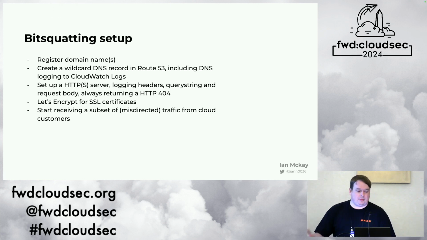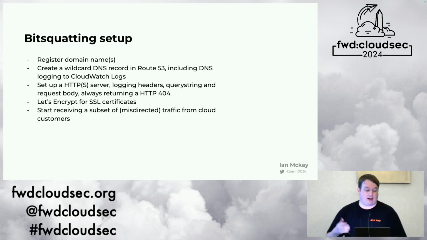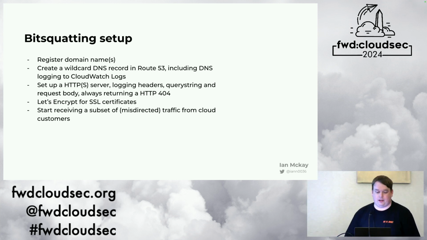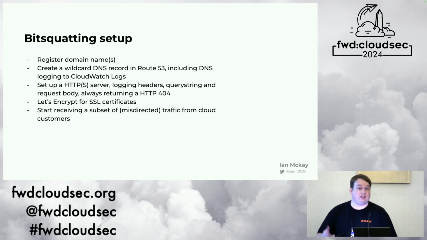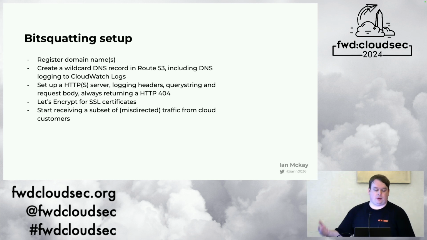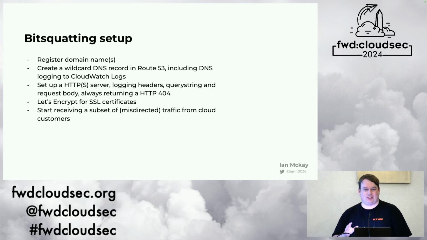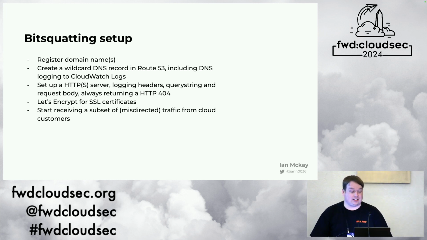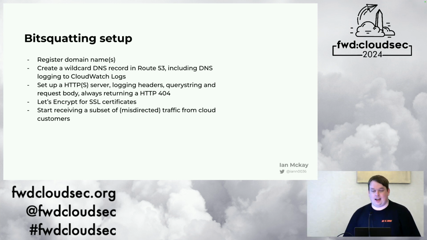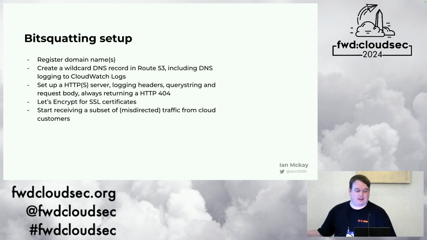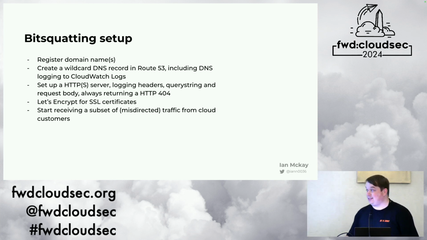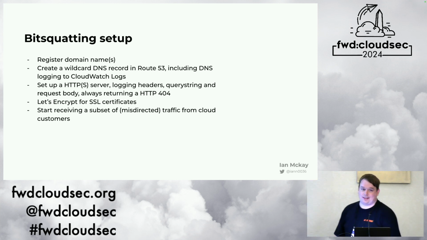I simply registered the domain names. I created a wildcard DNS record in Route 53, including DNS logging to CloudWatch logs. I set up an HTTPS server logging the headers, query string, request body, and everything else, but I only returned a 404. I didn't actually want to corrupt someone's workflow here. I used Let's Encrypt for the SSL certificates, and that is literally all you need to do to start receiving a subset of misdirected traffic from cloud providers to the cloud endpoints.